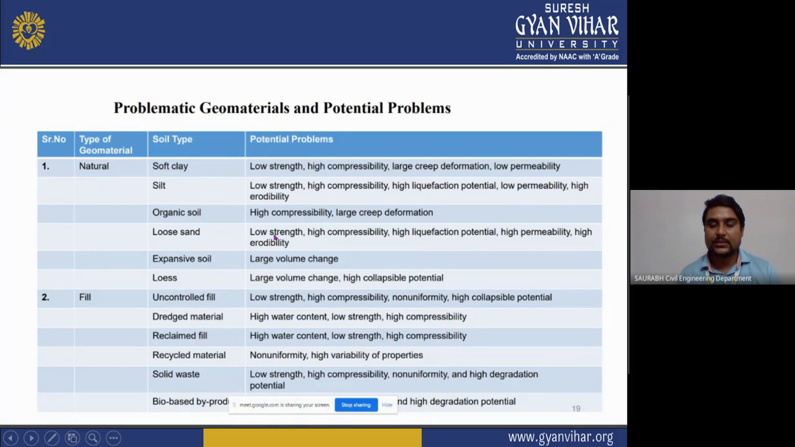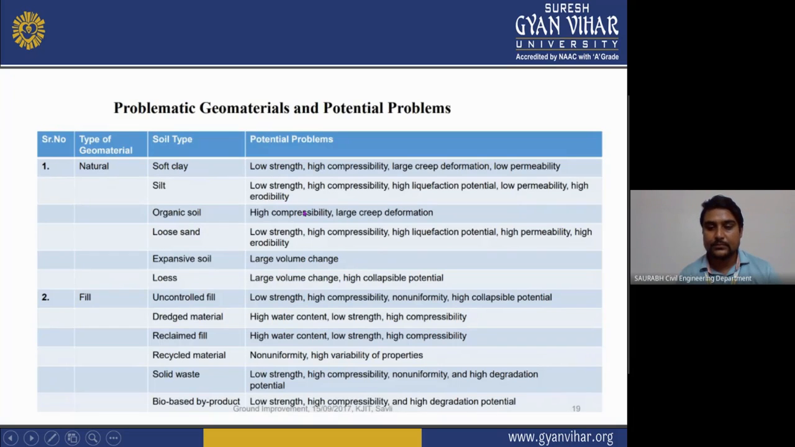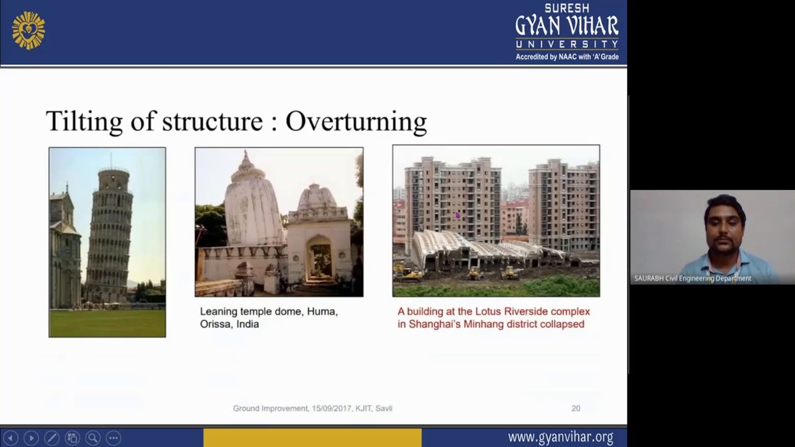So in this field, there are some different qualities by which they create some potential problems. Some have low strength, some have high compressibility, some have high liquefaction potential. So this field can be improved by the methods of ground improvement.